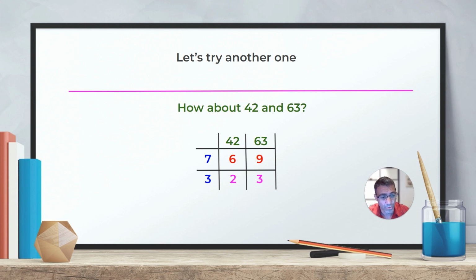So the two blue numbers, 7 times 3, those are going to be our highest common factor. So we're going to circle those two. So 7 times 3, there we go. 7 times 3 is the highest common factor of 42 and 63.